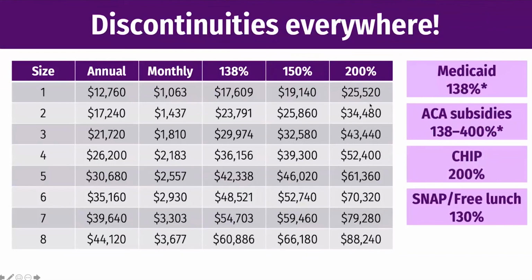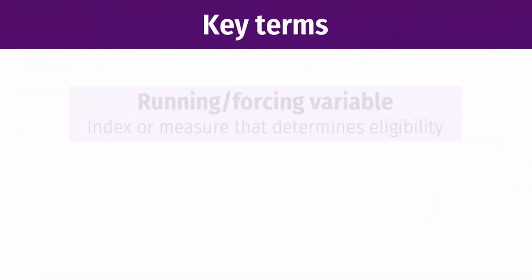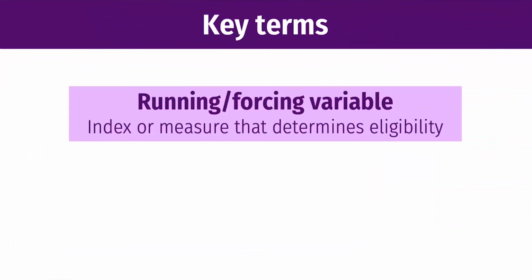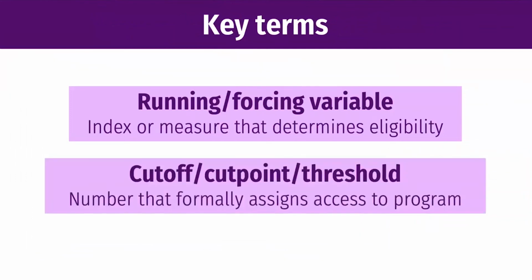SNAP benefits, food stamps, free lunch, they also have kind of a strict line. If you're before that line, you get it. If you're after that line, you don't get it. So that's this idea of a discontinuity here, where there's some rule that exists in the world, and some people get the program and some people don't. The way we talk about this in regression discontinuity world is you have something called a running variable or a forcing variable that determines eligibility. So with SNAP benefits or with Medicaid, that's the poverty line, where you have some level of income, and wherever you fall in that income determines if you get the program based on a cutoff or a cut point or a threshold, and that assigns you access to the program.